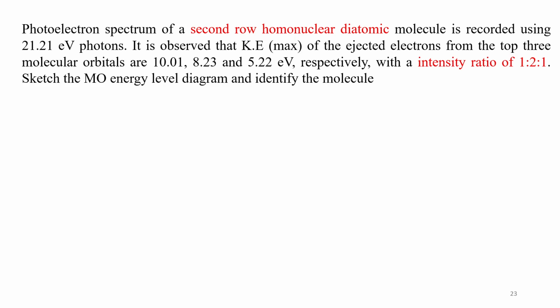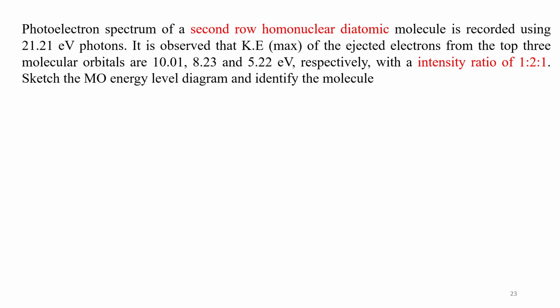The question says that the photoelectron spectrum of a second row homonuclear diatomic molecule, which could be N2, O2, something like that, is recorded using 21.21 electron volt photons. It is observed that the maximum kinetic energy of the ejected electrons from the top 3 molecular orbitals are given as 10.01, 8.23 and 5.22 electron volts respectively, with an intensity ratio of 1:2:1. Sketch the MO energy diagram and identify the molecule.